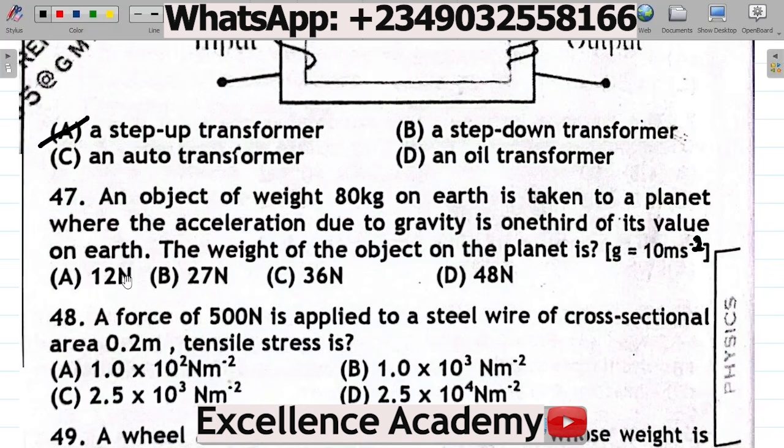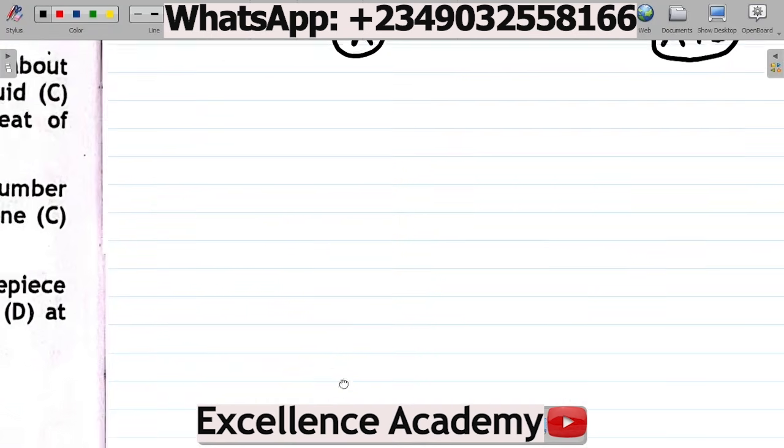Option A, 12 Newton. Option B, 27 Newton. Option C, 37 Newton. Option D, 48 Newton. Now let's write up parameters here. In this case, you're given, said, an object of weight 80 kilogram. All right. So what you're actually given here is not the weight but the mass. So the mass is 80 kilogram. They gave you G, acceleration due to gravity, of course, on Earth at 10 meter per second squared. So let's solve question 47.